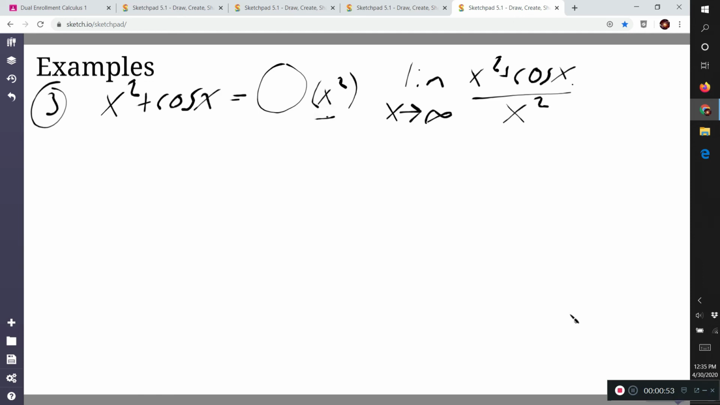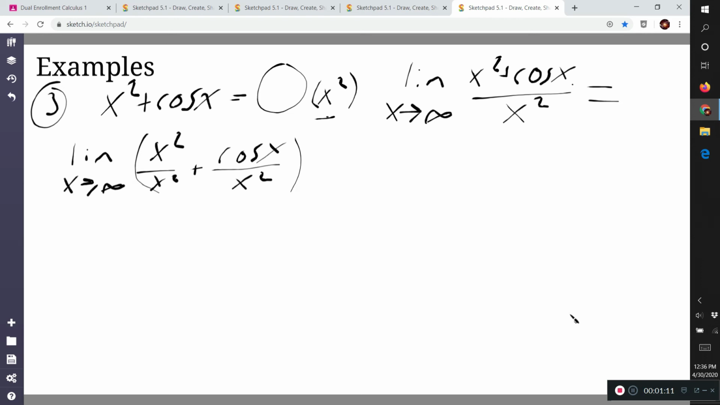So this one doesn't require L'Hopital's rule. It could be done with L'Hopital's rule, but I'm just going to do some algebraic simplifications. I'm going to split the fraction on top into x squared over x squared plus cosine x over x squared. And that's going to be the limit as x goes to infinity of 1 plus cosine x over x squared.